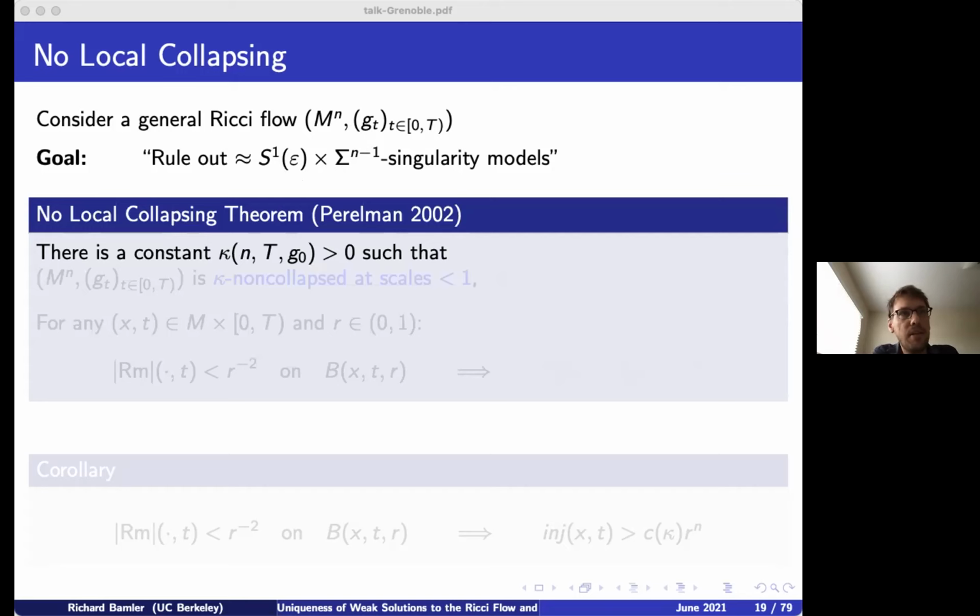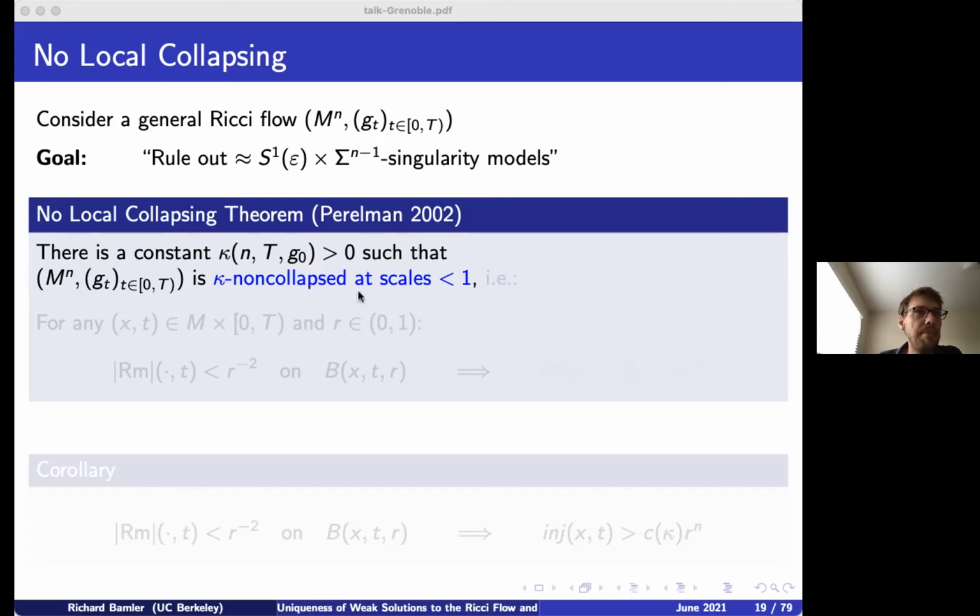Okay? And so this theorem states the following. It says that there is a constant kappa, which only depends on the dimension, on the final time of existence, and on the initial metric, only in terms of some soft geometric quantities of the initial metric, like volume or diameter bounds, such that the Ricci flow is what Perelman called kappa non-collapsed at scales less than 1. Okay?